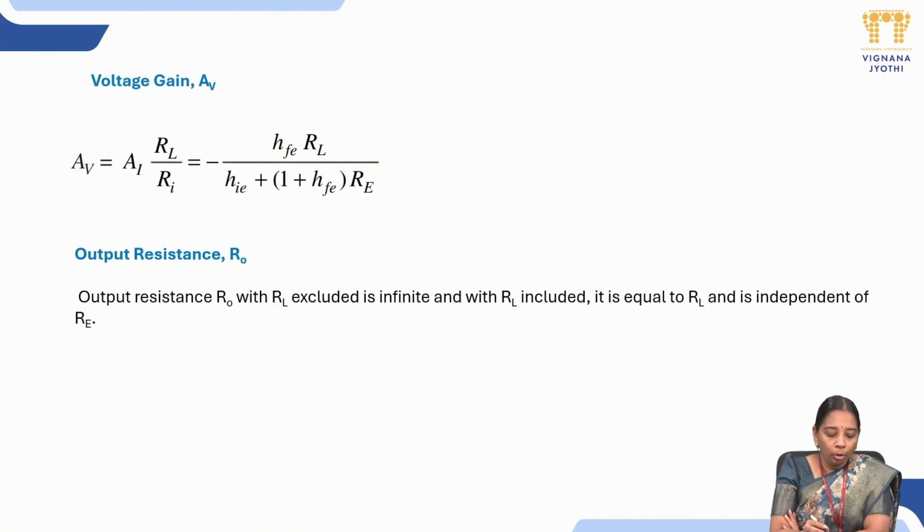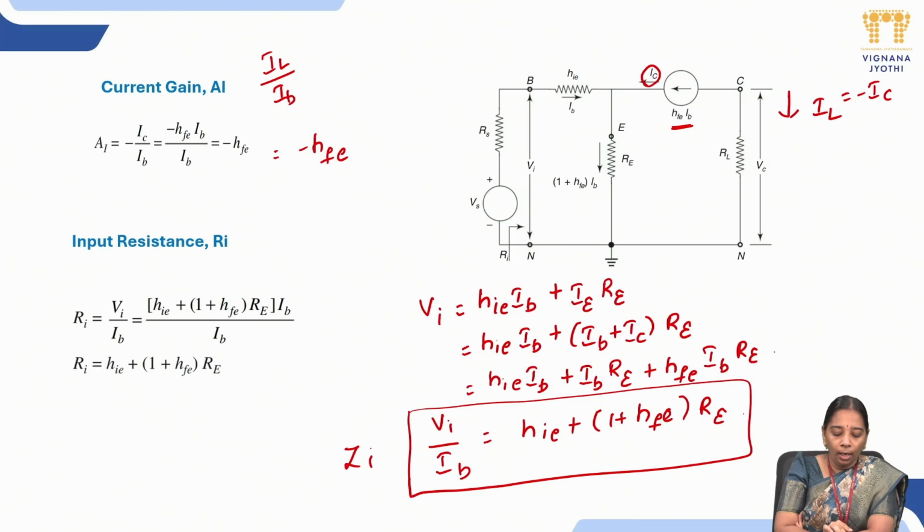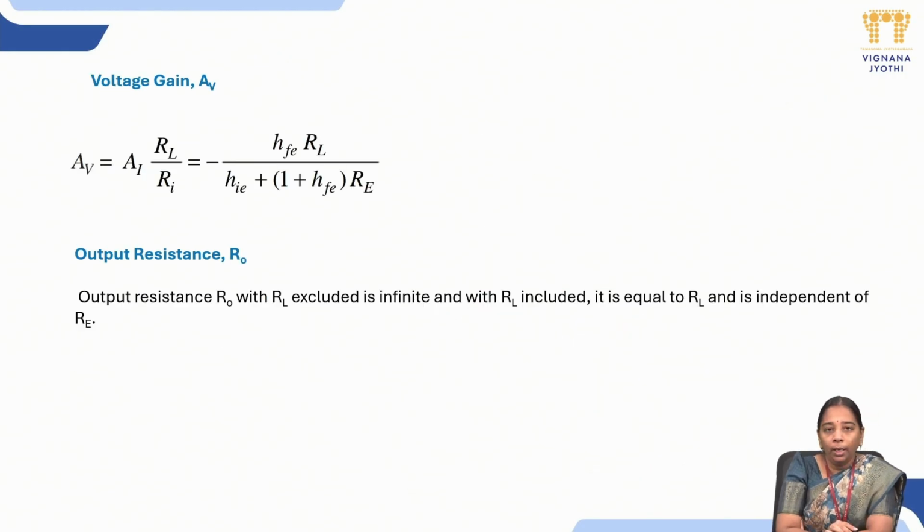Next, coming to the calculation of voltage gain. We have already derived the expression AV is equal to AI into RL by ZI. In the previous slide we calculated the AI value as minus HFE and ZI, or else RI, as HIE plus 1 plus HFE into RE. Just substituting these two values over here, we get the voltage gain, which is minus HFE into RL by HIE plus 1 plus HFE into RE. So we can say that again the voltage gain is dependent on RE.